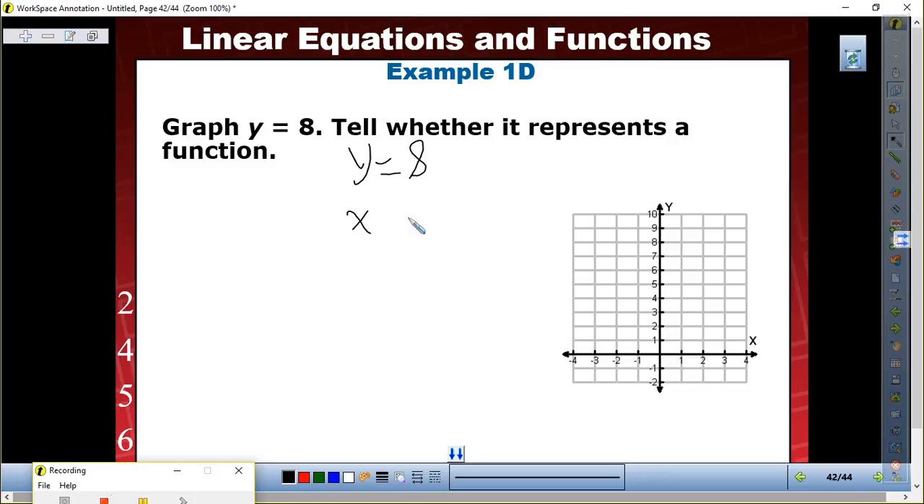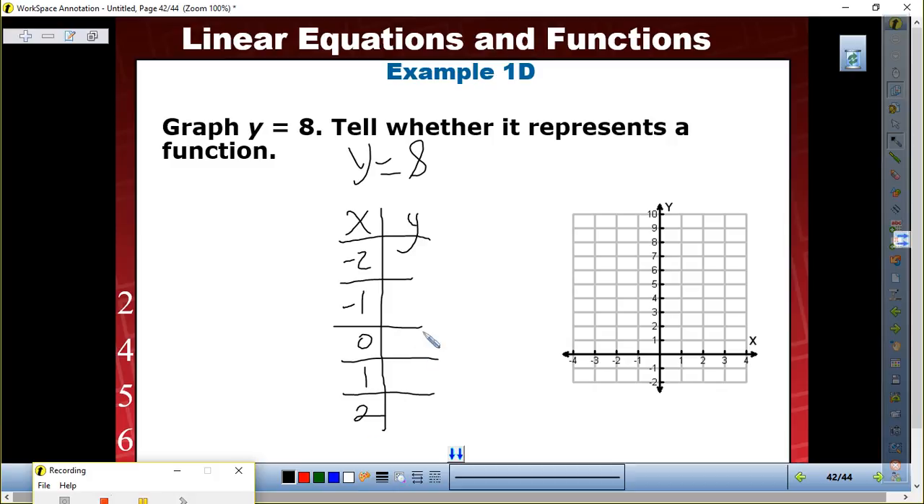Yes. Hold on to it. Let people digest that. Eric, question. No, on the same side. x, y. Our domain is -2, -1, 0, 1, and 2.